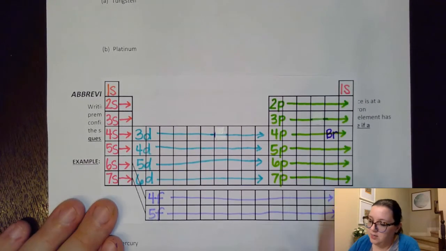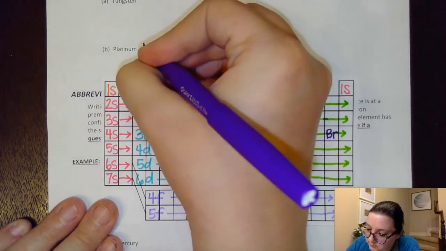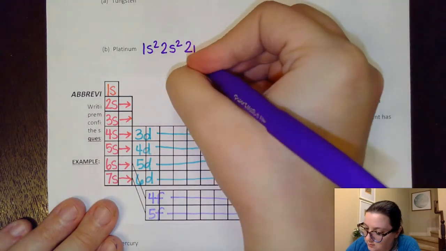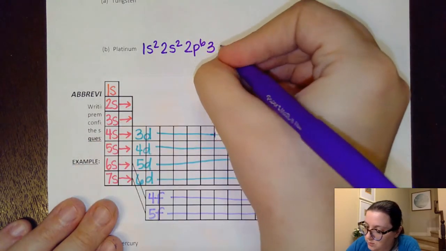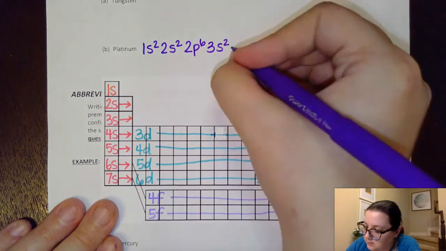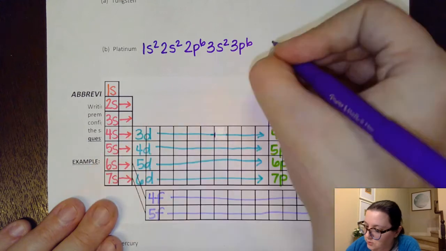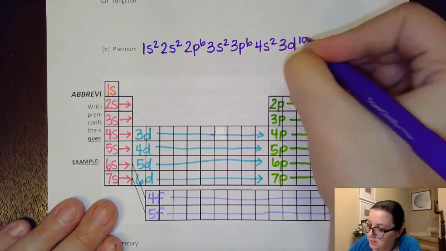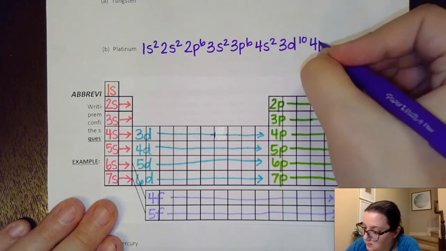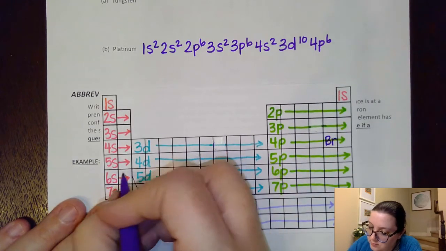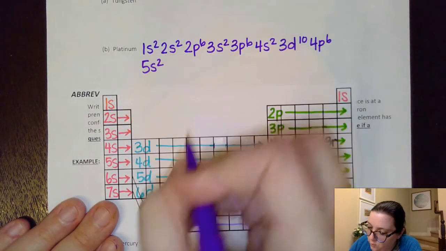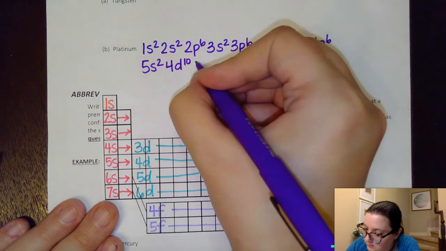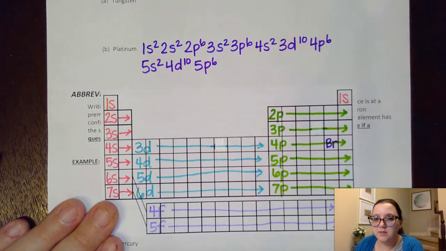Okay, so starting here, we're going to go through 1s2, then 2s2, then 2p6, then 3s2, then 3p6, then 4s2, then 3d10, then 4p6, then 5s2, 4d10, 5p6, and here's where we have to start to be careful.